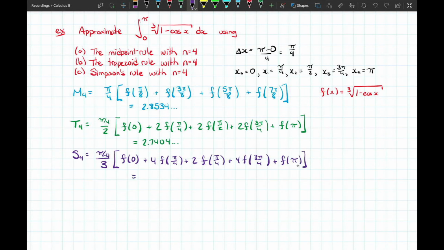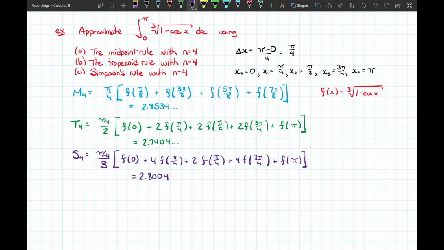Plugging each of those 5 points into our function, making sure we have the coefficients 1, 4, 2, 4, 1, and don't forget to multiply by delta x over 3. That should give us something around 2.8004. You can see that they're all fairly close. They're all roughly around that 2.8 region, with trapezoid being the lowest, the midpoint being the highest, and Simpson's being somewhere in the middle.